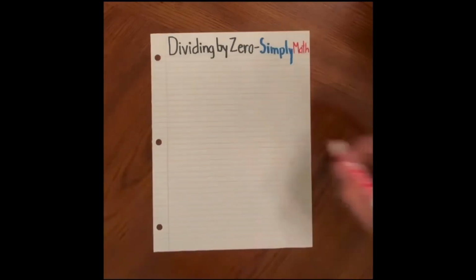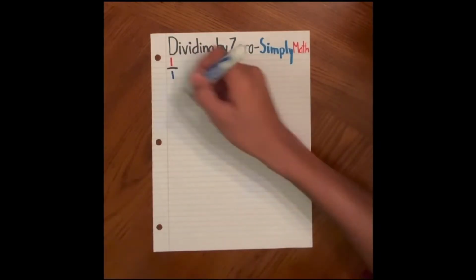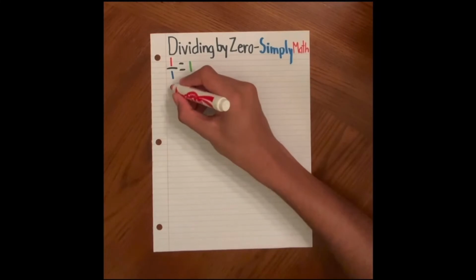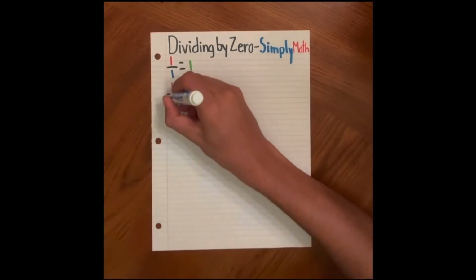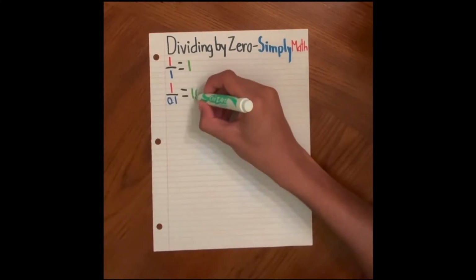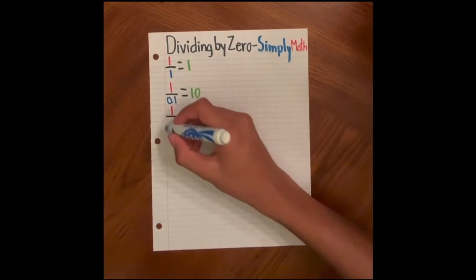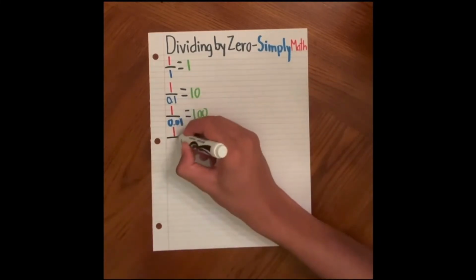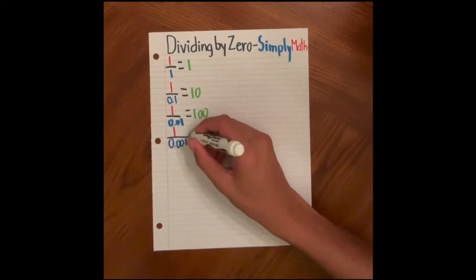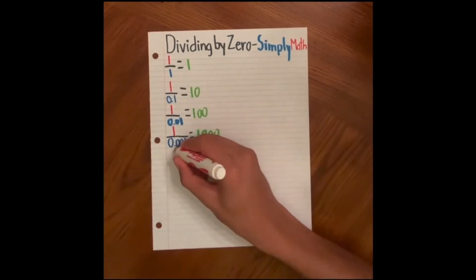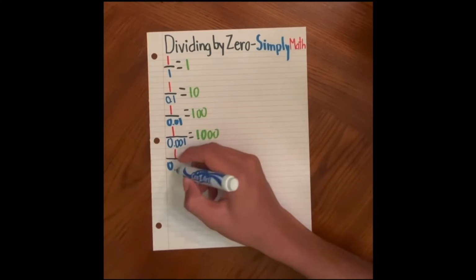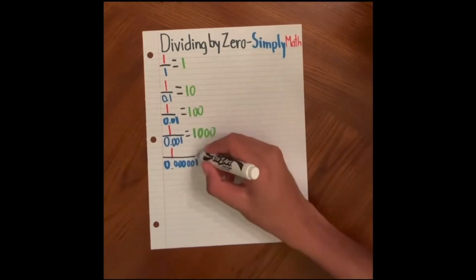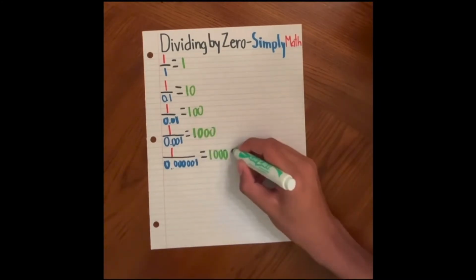Now we're going to approach 0. So first, 1 divided by 1. Well, this is equal to 1. Now 1 divided by 0.1. This is equal to 10. Now 1 divided by 0.01. This is equal to 100. Now 1 divided by 0.001. Well, this is equal to 1,000. And 1 divided by 1 millionth. Well, this is equal to a million.